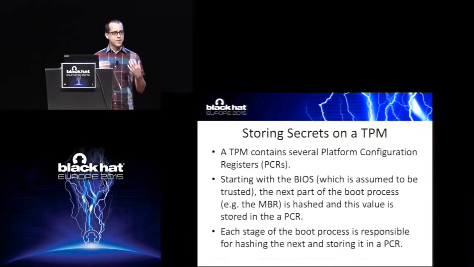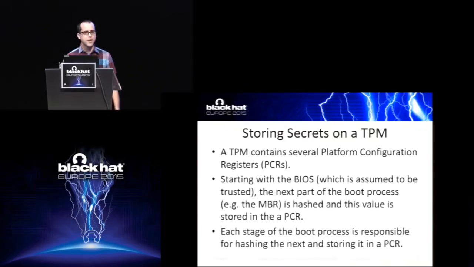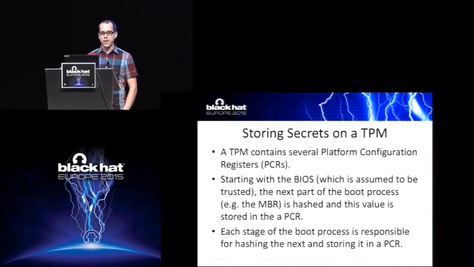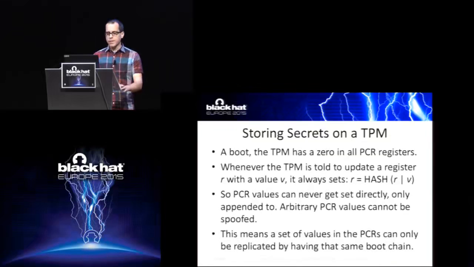I'm not going to go into the specifics too much on what each one is used for, but the idea is that you can load information into these registers about the configuration and status of the device. And each stage of the boot process is responsible for making some hash of the next stage, whether that's the master boot record or the bootloader, and putting that value into a PCR. So when a machine is first booted up, it initially has 0 in all of these registers. And whenever any API call is sent to the TPM to update the value, it never sets the values directly. It always takes the old value, concatenates it with the new one, hashes that, and puts that result into the PCR.